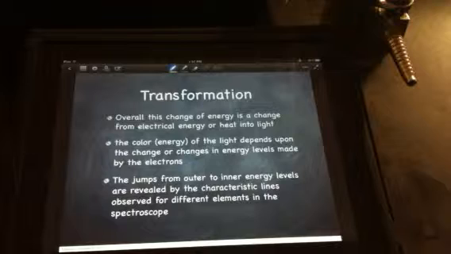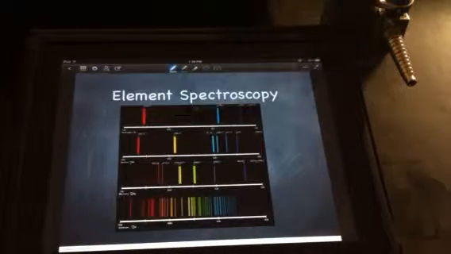The color of energy of the light depends upon the change or the changes of energy levels made by the electrons. And so when they jump from the outer to the inner energy levels, we can see those with the characteristic lines observed for the different elements in the spectroscope. And you've already been playing with this a little bit, so you already have a good understanding of what these lines look like. Every single element has a fingerprint. Every single one of them. So we can identify what we have by the spectroscope. Okay? Because each element has a fingerprint mark when it comes to energy levels.